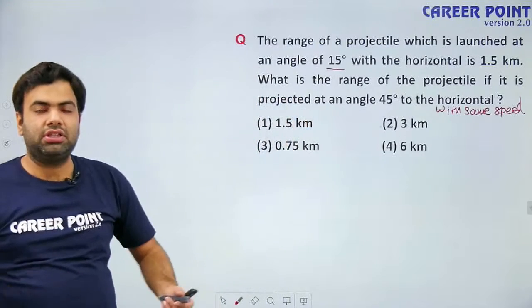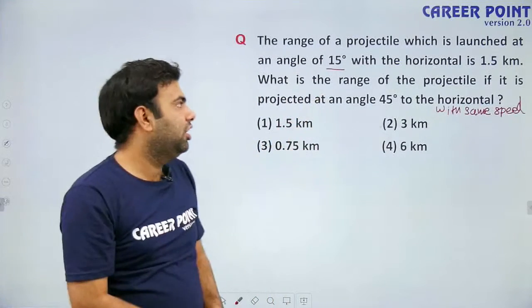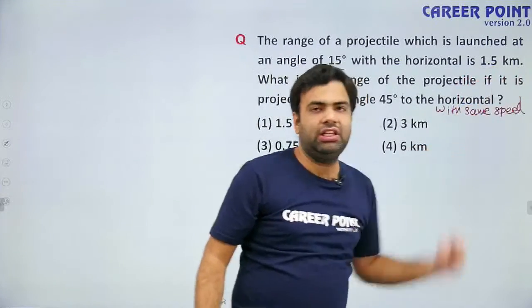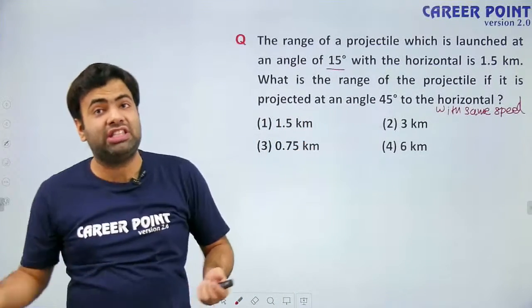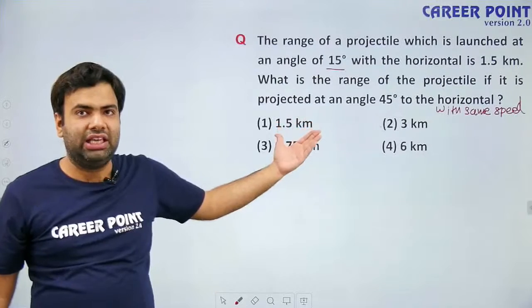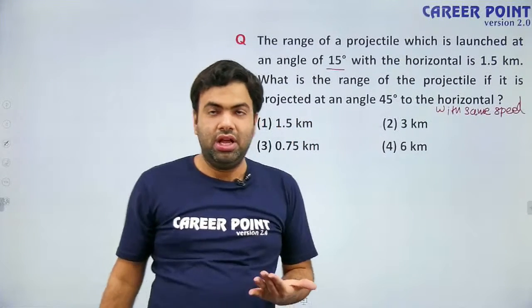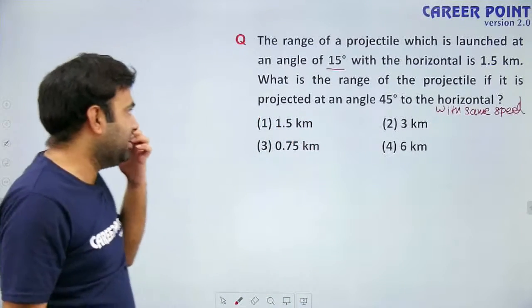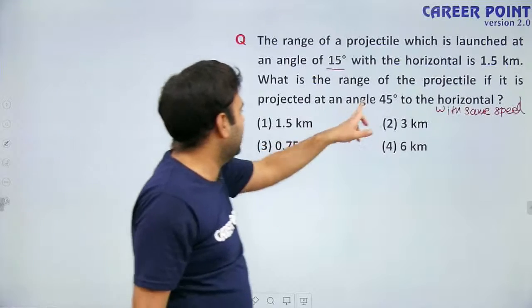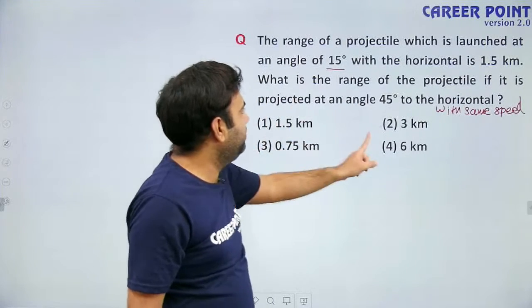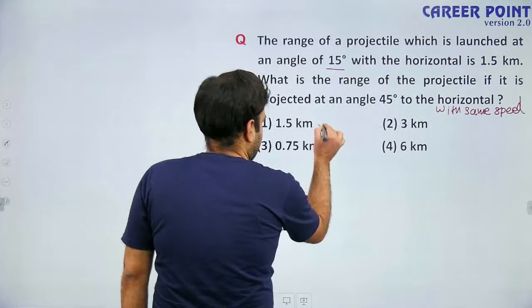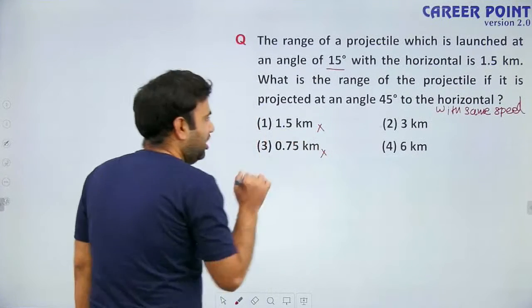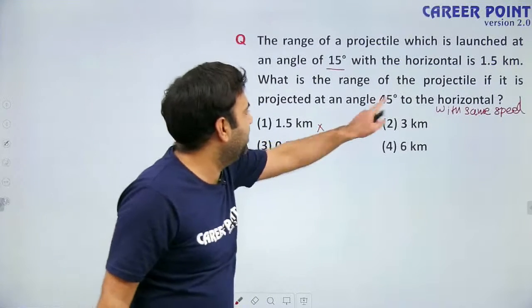Okay. First, we throw the projectile at 15 degrees. We got a range of 1.5 kilometers. Now, we are throwing the projectile at 45 degrees with the same speed, and it is asking for the range in that case. As you know, the range is maximum for 45 degrees. That means the answer should be greater than 1.5. So option 1 is incorrect. Option 3 is incorrect. We have maximum range for 45 degrees.